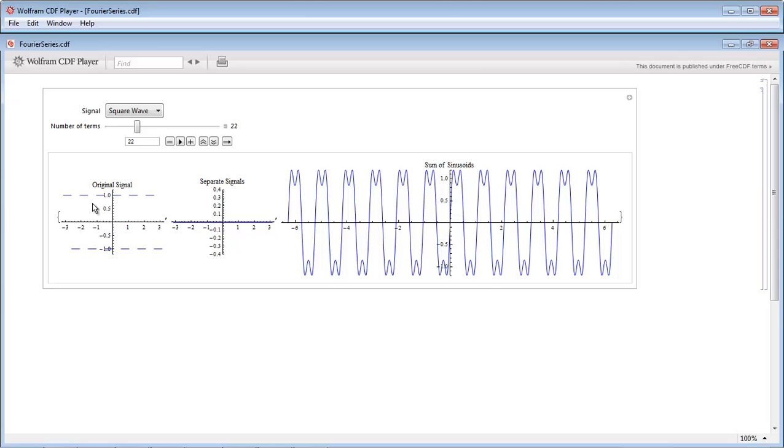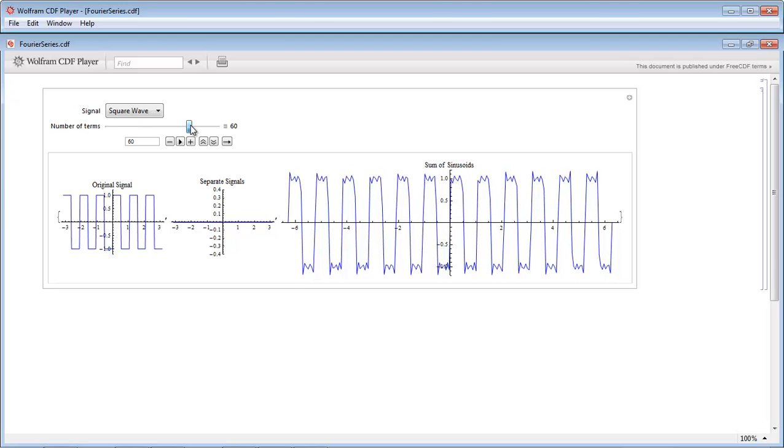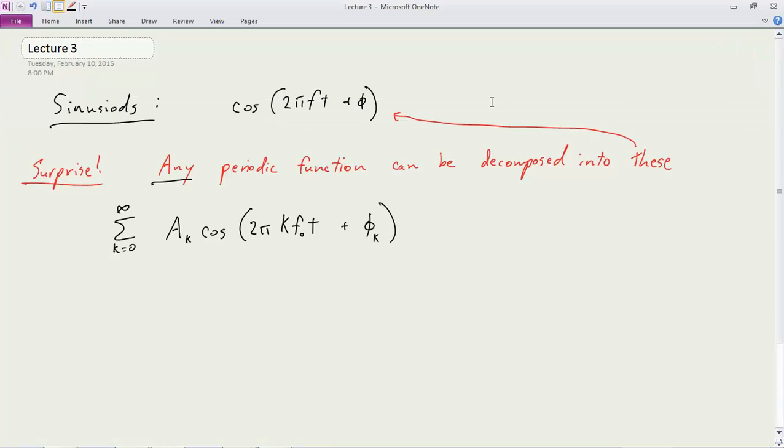So you can see the square wave needs a lot more, a higher order approximation to do a good job, because this isn't that great yet. Right? But if we went up here, and it's rendering. Okay, so it starts looking a little better, but we're using 60 terms in this sum. All right, any questions about that? We'll get back to the math.